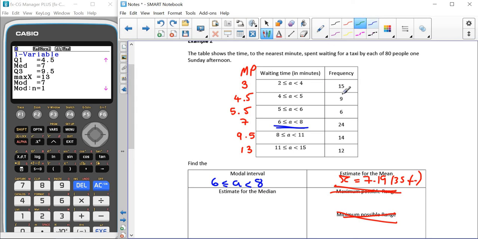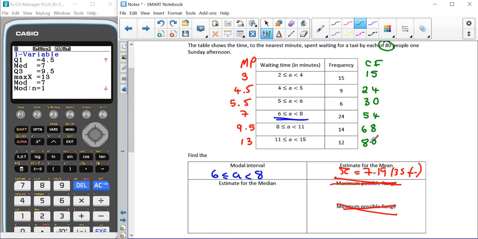Now for the median, we need to do a cumulative frequency. I'm going to add that onto the right hand side. So that's going to be 15, 24, 30, 54, 68, 80. And again, we can double check, yes, that matches up with what I was told in the question. You won't always be told it in the question, but quite a lot of the times it does tell you. Remember to decide what your median piece of data is. You do the value here, which this time is 80, plus 1 divided by 2, which gives us 40.5 this time.